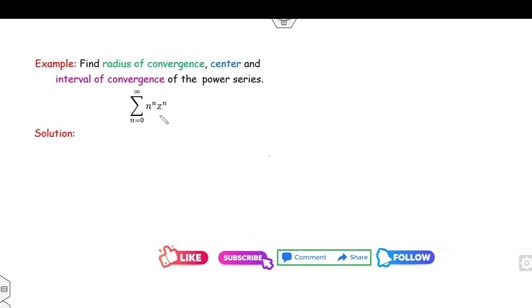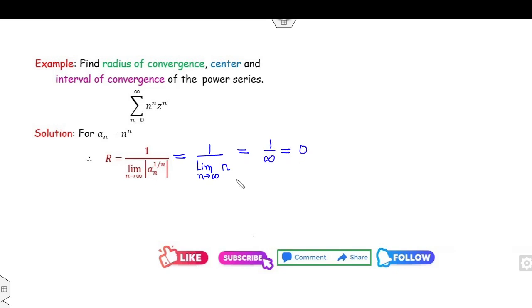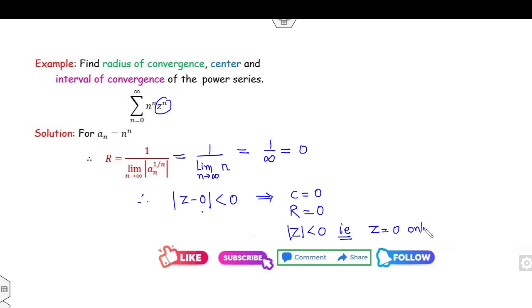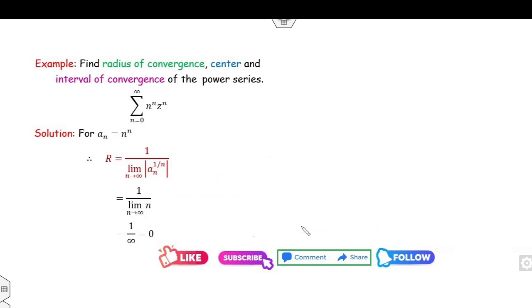Look at this next one. Again, it's very simple. You can see a_n will be n raised to the power n. Now, since it involves the power n, I can start with this quantity: the limit as n approaches infinity of the nth root of |a_n|. This is my n, so the answer is 0. Therefore the value of |z minus c| is less than 0, and you can see the center is 0, the radius of convergence is 0, and the interval of convergence is mod z less than 0. Mod z less than 0 means z is equal to 0 only, because the value of mod z can never be negative.